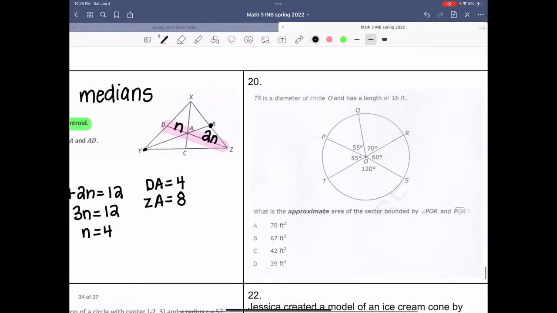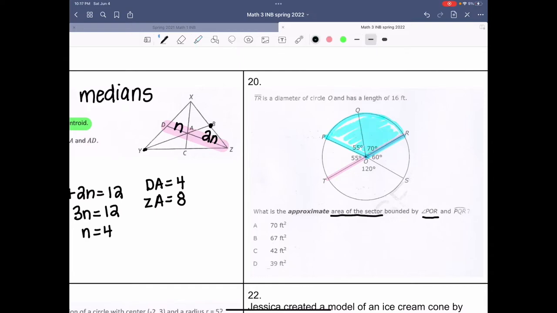All right, so number 20 says that TR is the diameter of circle O, and it has a length of 16. So for this distance right here, we know that T to R is the diameter. Now, they want to know what is the approximate area of the sector that is bound by POR. So we're looking for the angle POR. So I'm looking for P, O, and R. So they want to find this arc, this area right here.